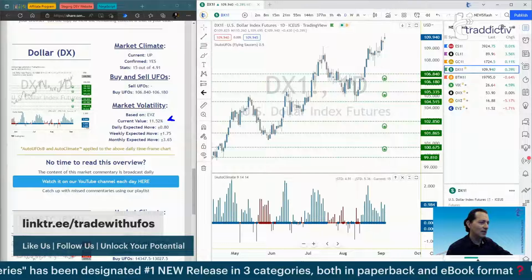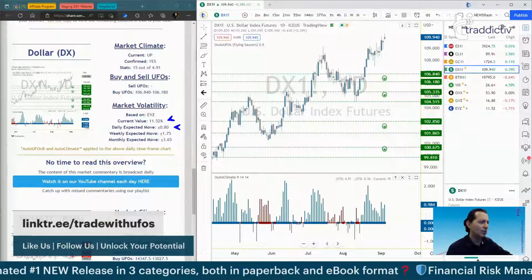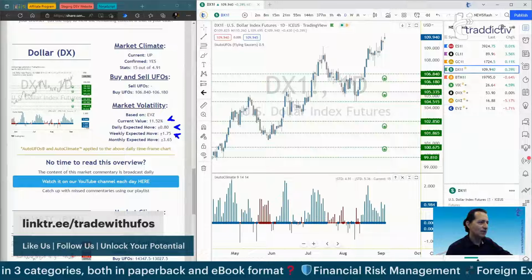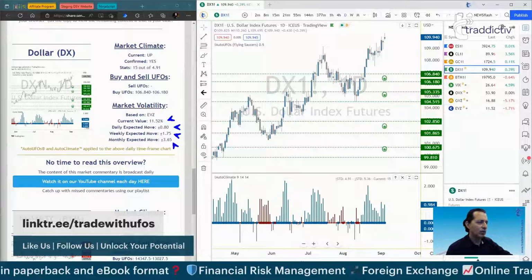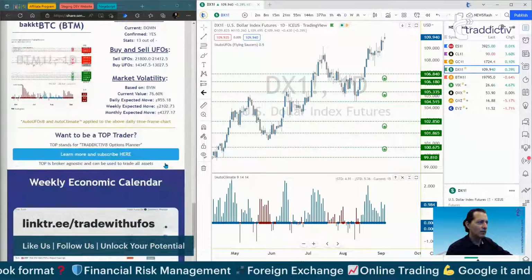Implied volatility on currencies, 11.52. That is 0.8 points a day, either up or down. 1.75 points a week, either up or down. 3.65 points a month, either up or down.